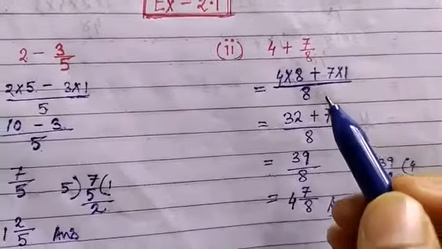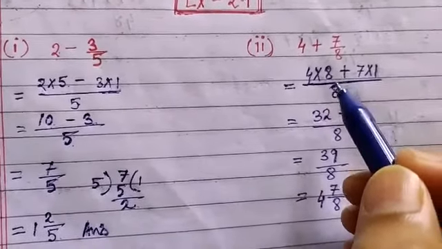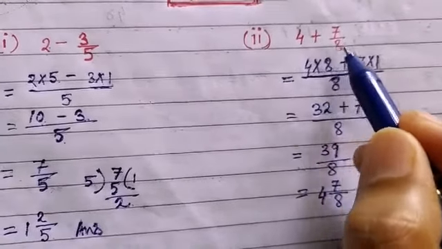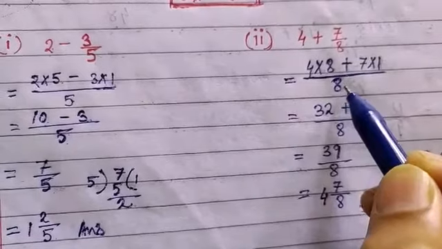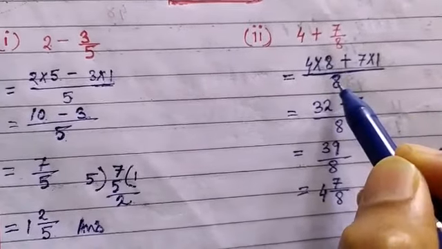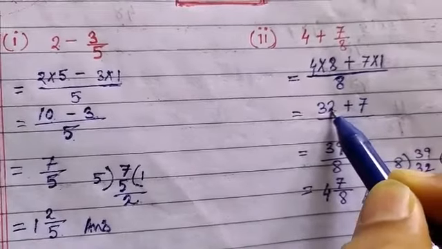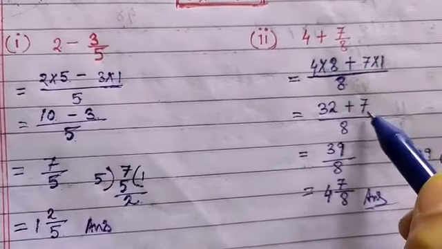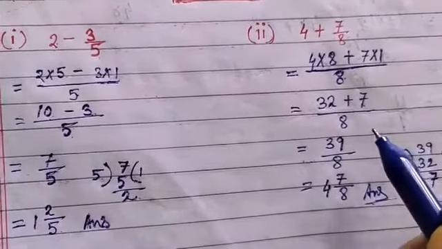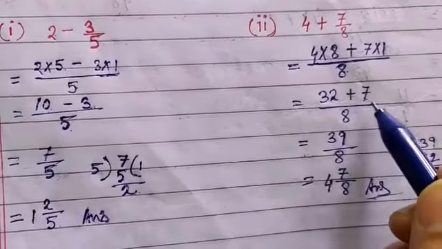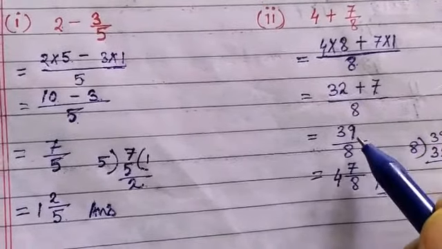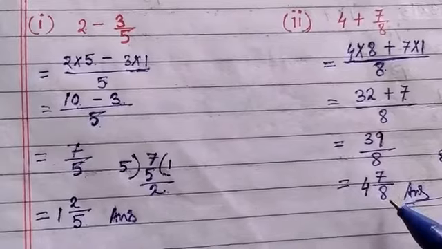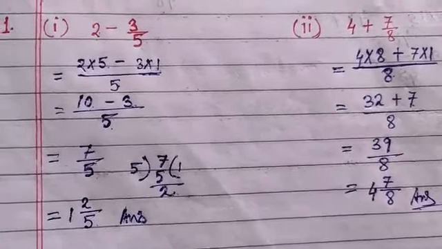Then the second one, 4 plus 7 by 8. Here also in the first fraction the denominator will be 1, and the LCM of 1 and 8 will be 8. Then 4 will be directly multiplied with 8, that means 8 4s are 32. Then 8 1s are 8, then 7 into 1, that means 7. After that direct addition, 32 plus 7 by 8, that means 39 by 8. Then it is converted into a mixed fraction, 4 whole 7 by 8.